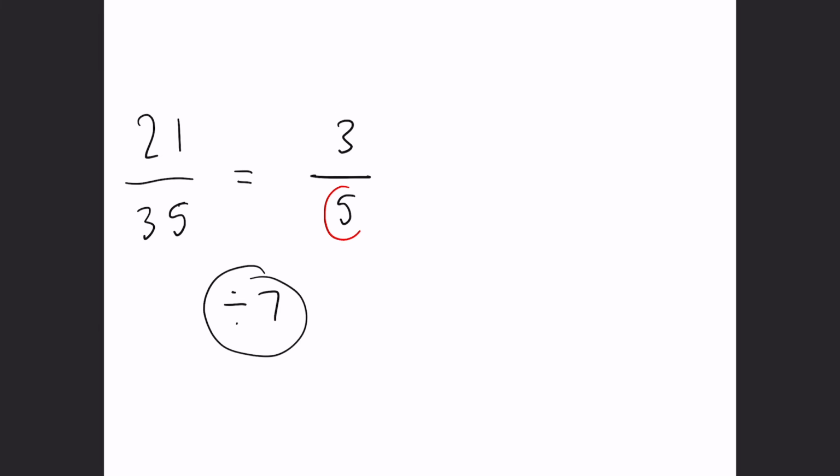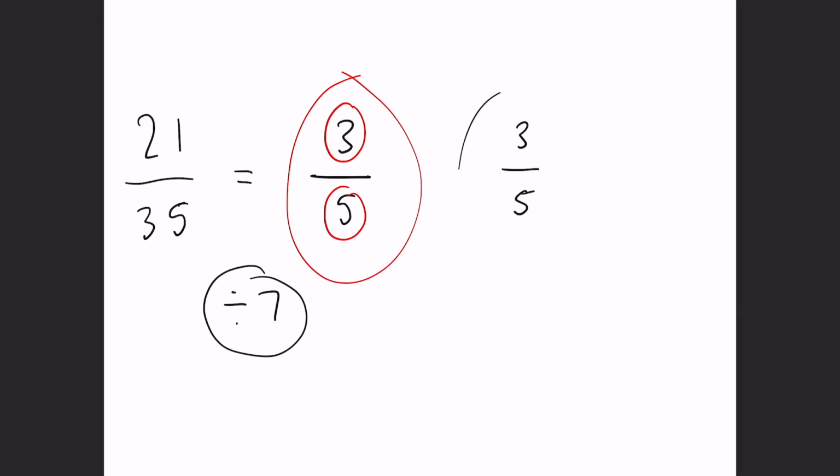And as we can see here, both of these numbers, they're not in the same times table, and they're both prime numbers. So this is an indication to stop. So 21 over 35 will simplify down to 3 over 5. And that is it, just like that.